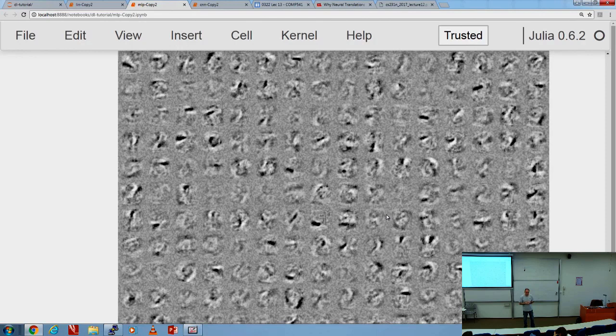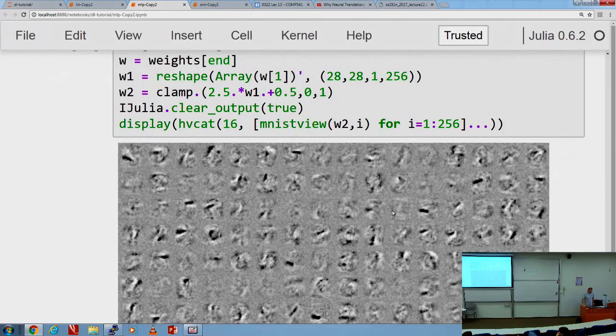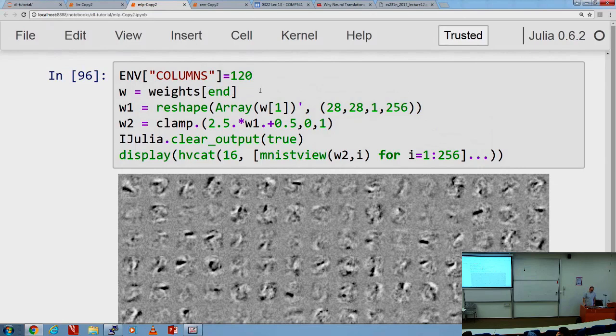How do you resize 256 items? The resizing of 256 was here. I have a weight matrix that is 256 by 784. I transpose it, so that now makes it like a batch of 256 images that are each 784 in length, and then I finally reshape it to 28 by 28 by 1 by 256 to display them as images.